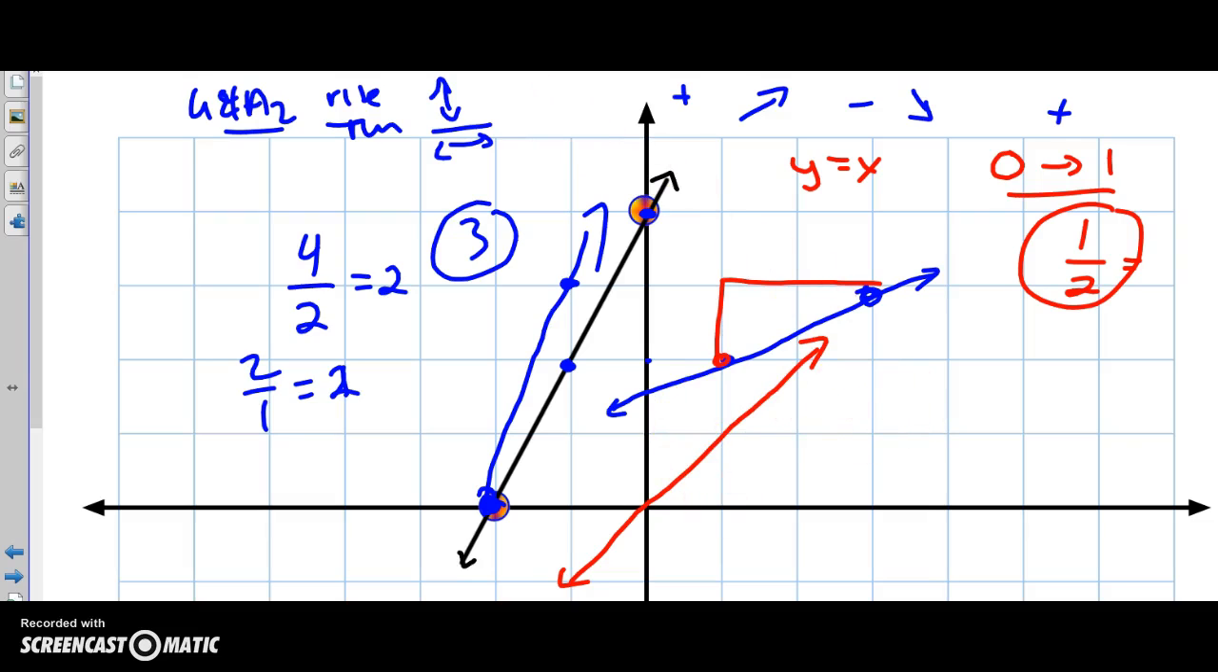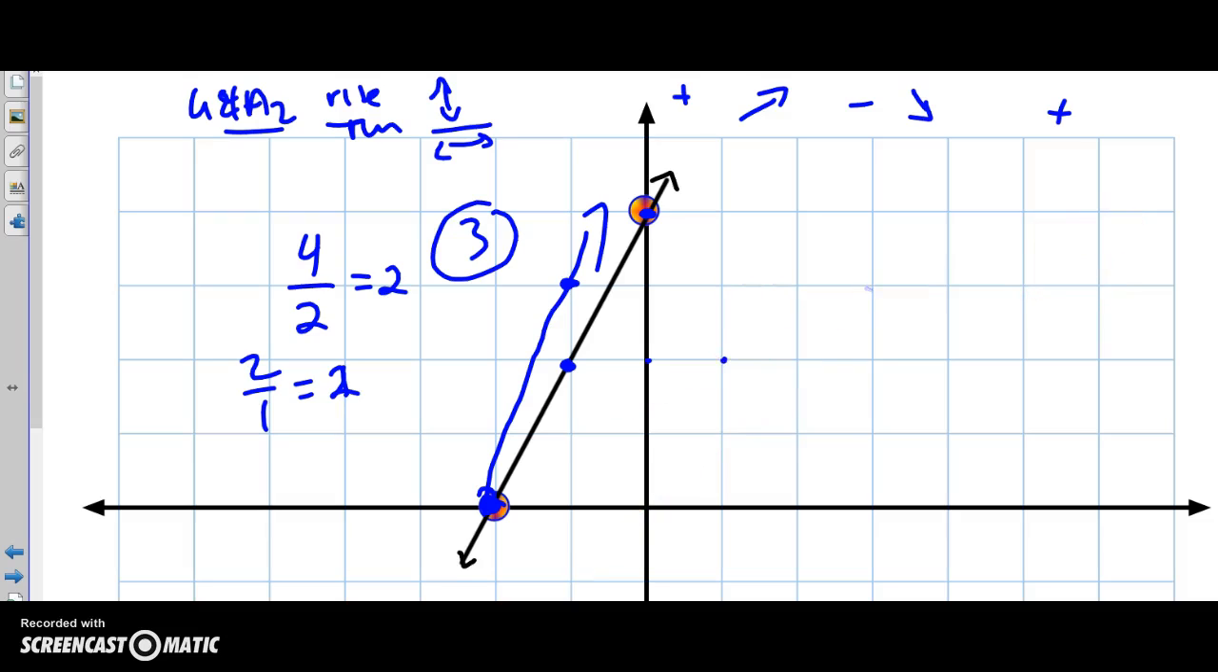So let's look at a couple of those examples. So let me clean this up.